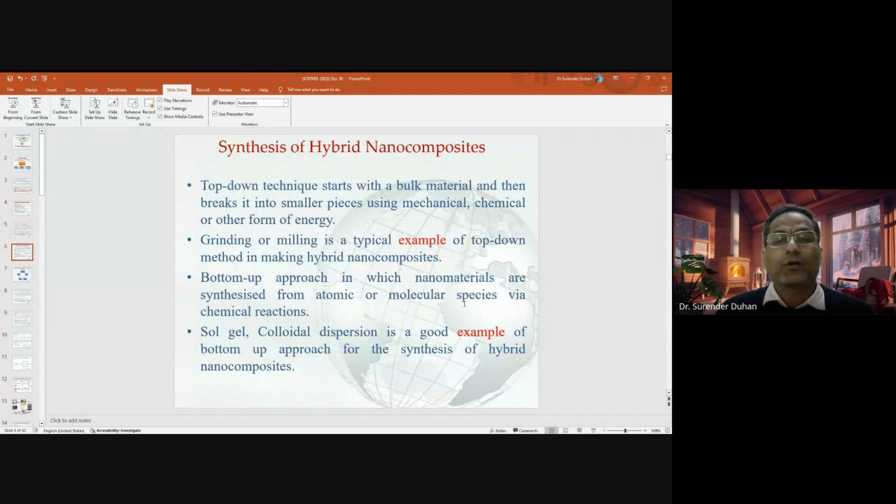Synthesis of hybrid nanocomposites: there are various synthesis techniques. For example, the top-down technique starts with bulk materials and then breaks them into small pieces using mechanical, chemical, or other forms of energy. Grinding or milling is a typical example of the top-down method in making hybrid nanocomposites. Secondly, in the bottom-up approach, nanomaterials are synthesized from atomic or molecular species via chemical reactions. Sol-gel, colloidal dispersion, and hydrothermal methods are good examples of the bottom-up approach for synthesis of hybrid nanocomposites.